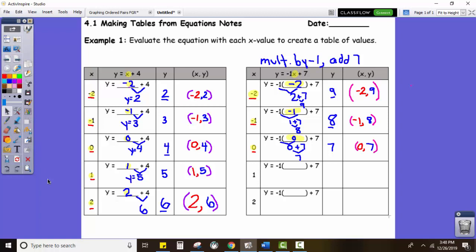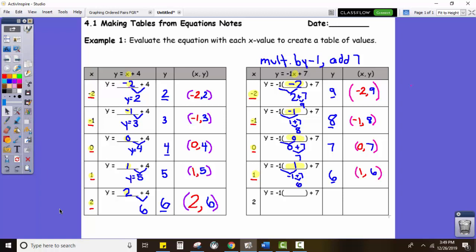Next one, I'm plugging in 1. Remember, I'm always plugging a number in, and the rule says multiply that by -1 and then add 7. So I'm going to plug in 1 on the line for x. -1 times 1 is -1, plus 7 would be 6. My ordered pair, I have 1, comma, 6. X was 1, y was 6.